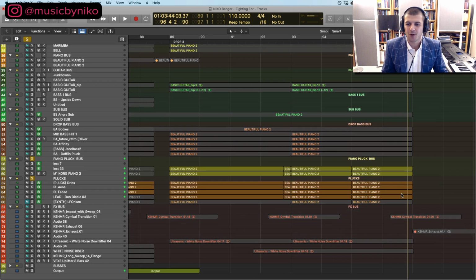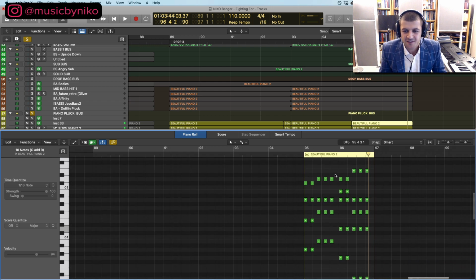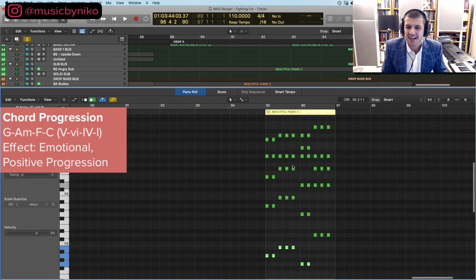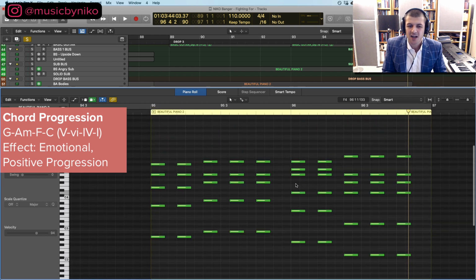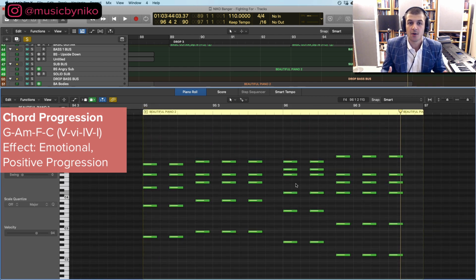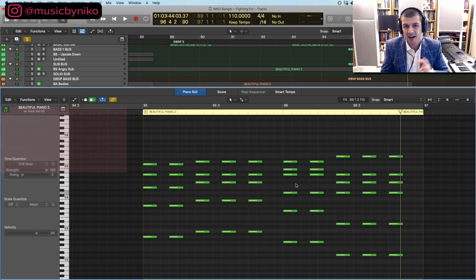Now, where is this chord progression coming from? I don't think I have enough time in this video to break it down exactly. I do have other videos on EDM chord rhythms and patterns. The chord progression that is being used here, though, is, if we break it down in the key of C, a G major, A minor, F, and C.